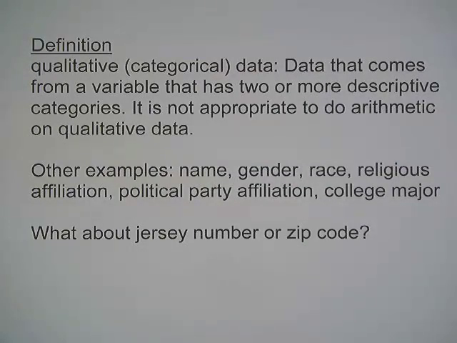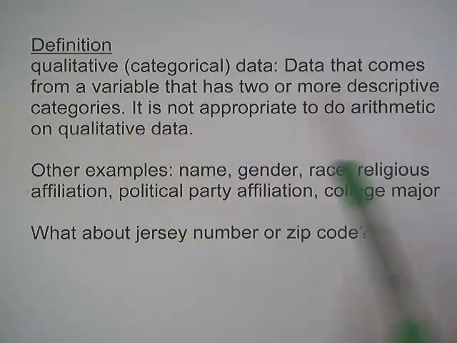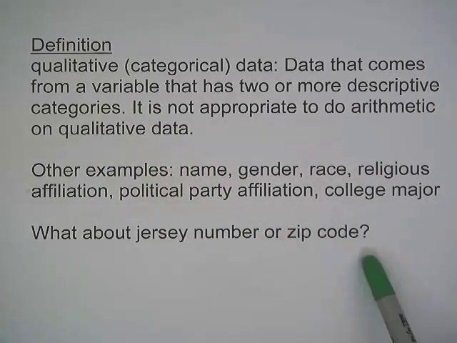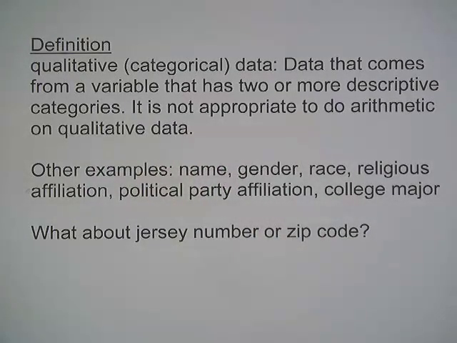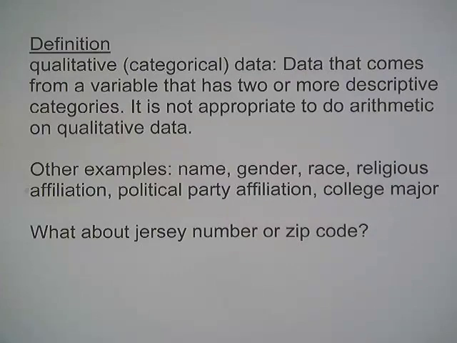Now, if we think about jersey number or zip code, zip code describes where someone lives. I would consider zip code to be a qualitative variable because it is not appropriate to do arithmetic on qualitative data. It wouldn't make any sense to find an average zip code or to add two zip codes. So these would both be considered qualitative variables, and they would produce qualitative data.